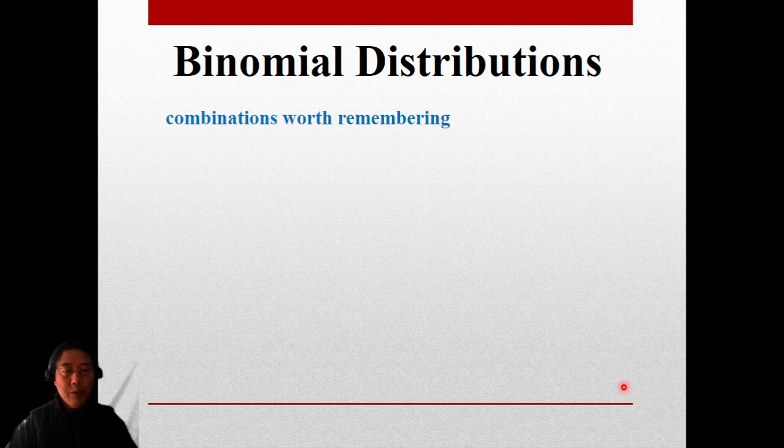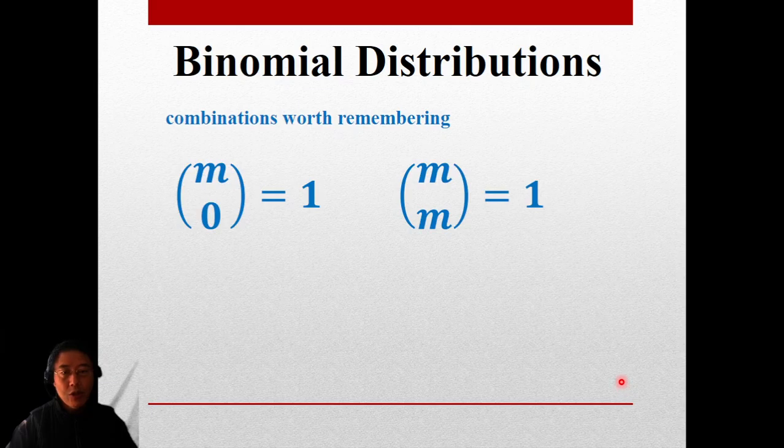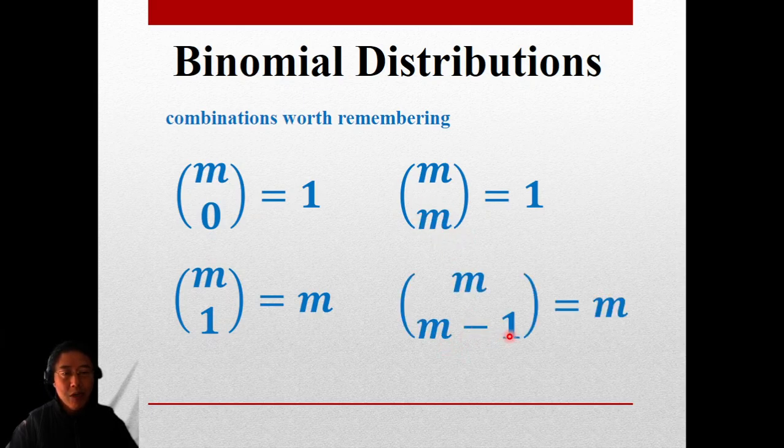Alright, a few combinations worth remembering, as they can be calculated without a CAS, and it will save you time in the long run. So if you look at the first, n equals 0 or n equals m, it always equals 1. If you go to the next value, instead of 0 you get a 1, or the one below m, so it's m minus 1, it will equal the number of selections m.